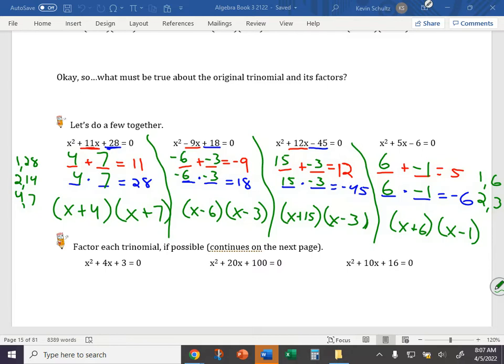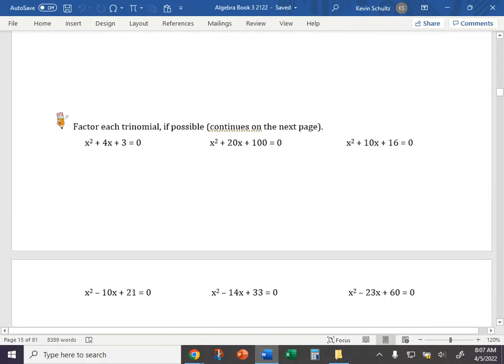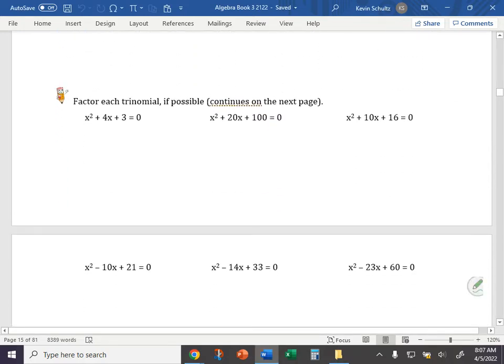Okay, questions on those 4? Elliot, you had a question on one down below. What do you want to talk about? The middle one. Okay. So it's written as x plus 10 and x plus 10. So can you just write x plus 10 squared?